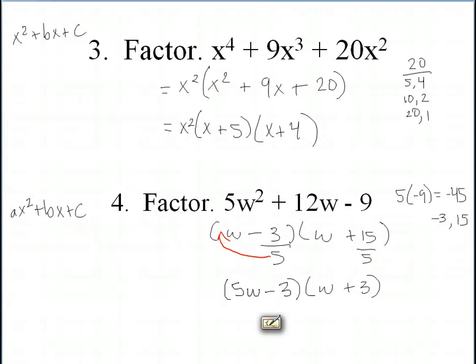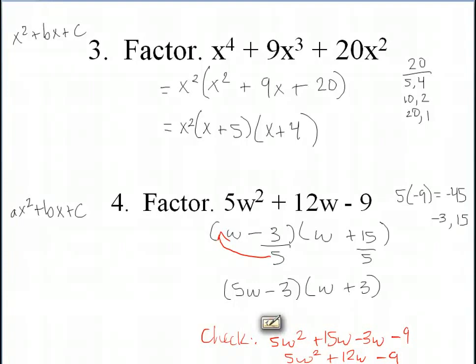minus 3. And we can double check that by multiplying this out. So if we check this, 5w times w is 5w squared. 5w times 3 is 15w. Negative 3 times w is negative 3w, and negative 3 times a positive 3 is negative 9. When we combine like terms, we see that 15w minus 3w gives us a positive 12w. And I said that's a negative 9, but for some reason I wrote positive, so minus 9.